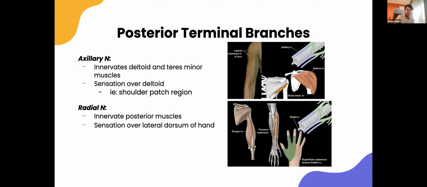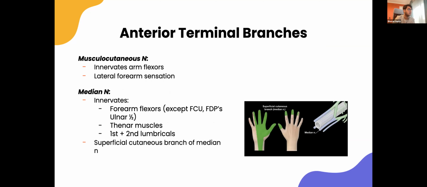Also really important, as was mentioned before, it goes in the radial groove of our humerus, right? Similarly, our axillary nerve is going to stay around our glenohumeral joint and then go towards the back. So it's a good idea to remember the courses of these nerves, because that's going to help us figure out what happens when there's an injury or something like that. Okay, the anterior terminal branches now.